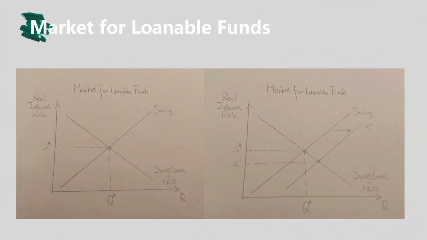Using the market for loanable funds model can explain how the quantitative easing policy solved the problem. When central banks increase the money supply, at the new equilibrium level, the interest rate falls and more people would like to borrow money to invest.